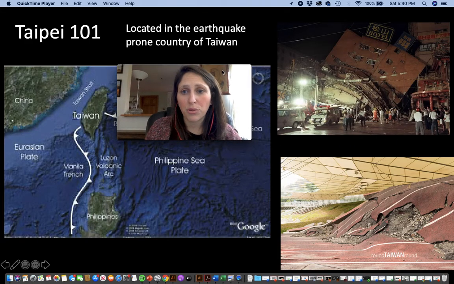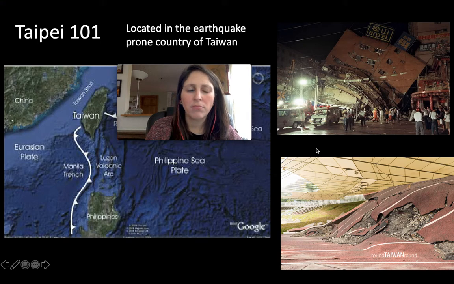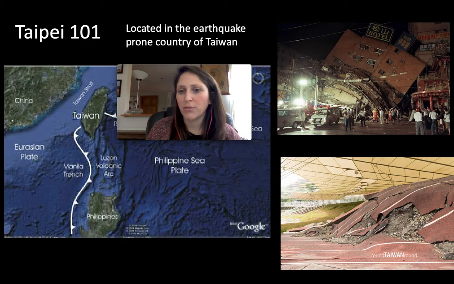They experienced a really devastating one in 1999. Here are some pictures of it. At least 2,000 people died in this earthquake. So it's a very earthquake-prone country. I was actually there in January 2018. Is that 2 years ago? A year ago? Oh gosh, can't remember. A year ago. I was there, and I actually felt a small earthquake while I was there. So these earthquakes happen all the time.